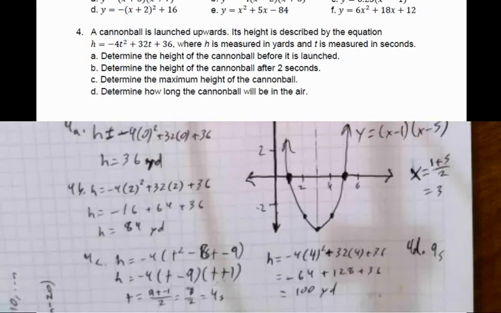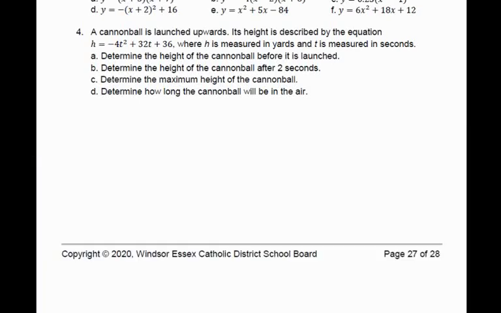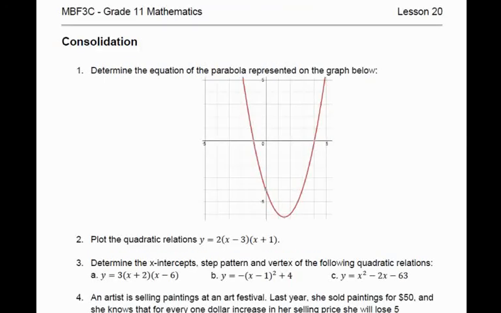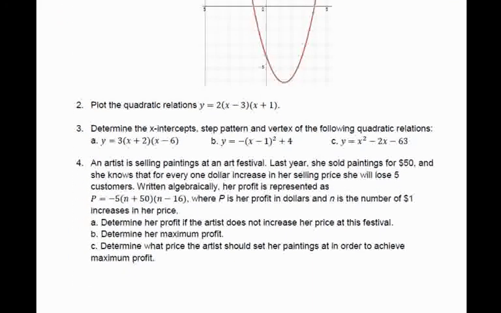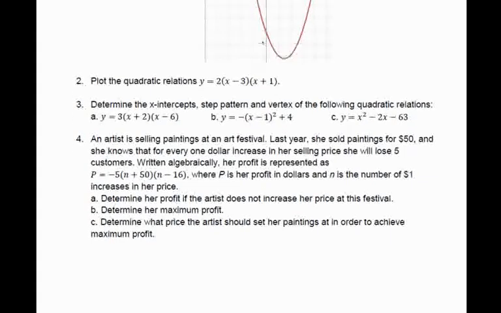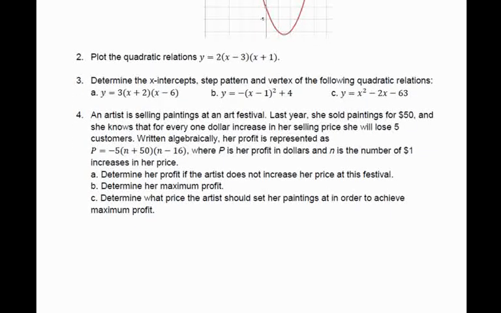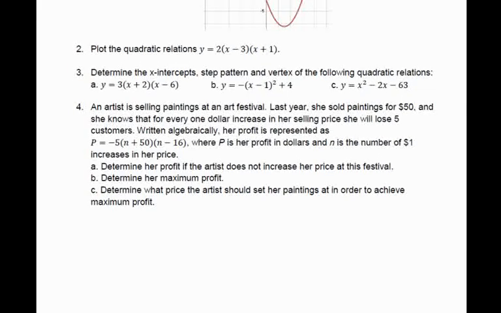Let's look at what our assignment will look like. So basically, you'll have to determine the equation of the parabola that's listed. It's hard to find the vertex form for this one because it's not right at an easily recognized value. So you'll have to use the factored form. You're going to have to plot one quadratic relation. You'll have to find the x-intercepts, the step pattern, and the vertex for 3 other quadratic relations. And then you'll have to answer one application type question.